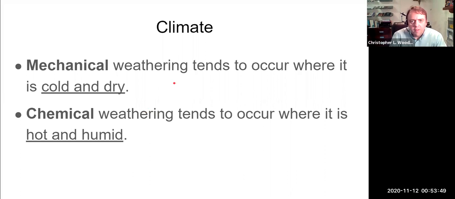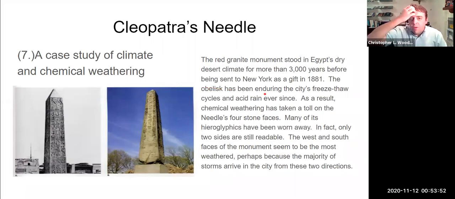Here's a quick case study for you, Cleopatra's Needle. There's a red granite monument in Egypt that stood for 3,000 years. In 1881, it was gifted to New York. I think it was put in Central Park. So the obelisk had been sitting in the hot and dry desert climate for thousands of years. It moves to New York, where the climate is very different. You have more humidity, you have more moisture in the air. It started to chemically break down.